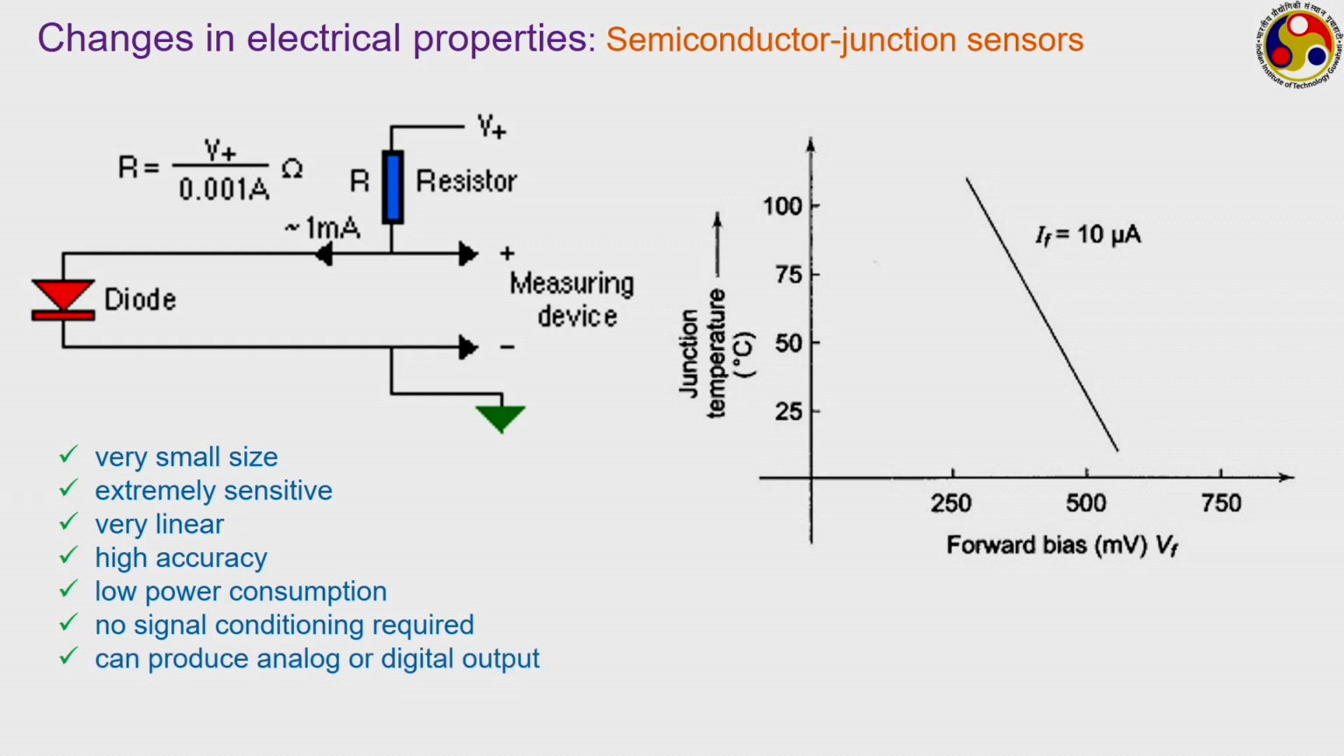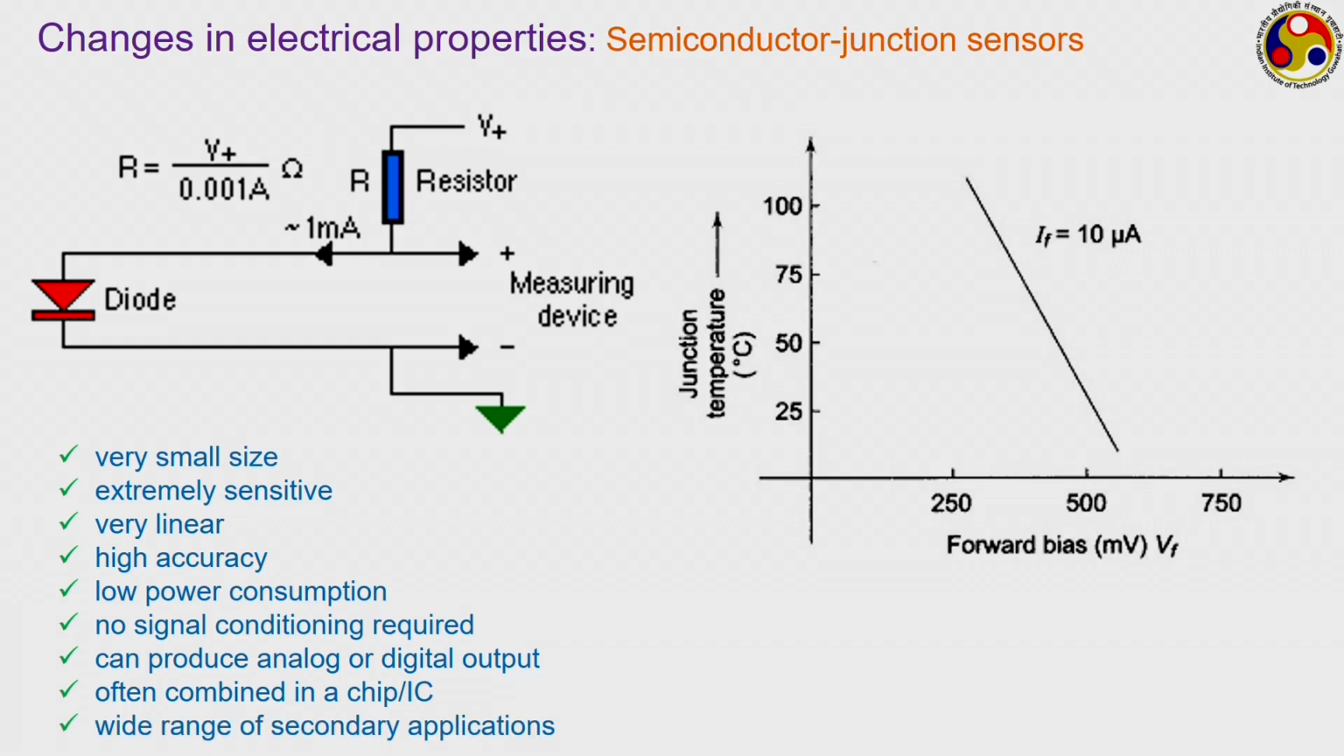No signal conditioning is required, like in the case of thermocouples. We can use this in analog circuits to get analog output, and also use them to produce digital outputs, or even logic outputs, like yes and no kind of outputs. They are often combined in a chip or IC to get multiple operations done in parallel using the same circuitry, and we can have a wide range of secondary applications: control applications, switching, sensing surrounding temperature, warning systems. All of them can use this kind of junction semiconductor based sensors.